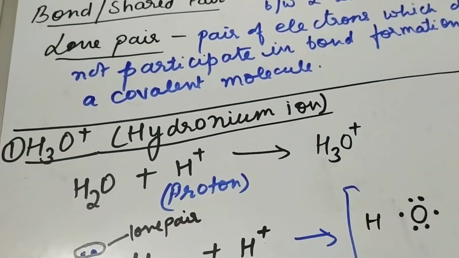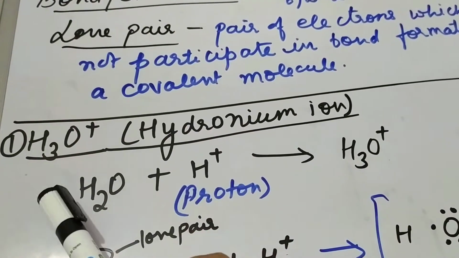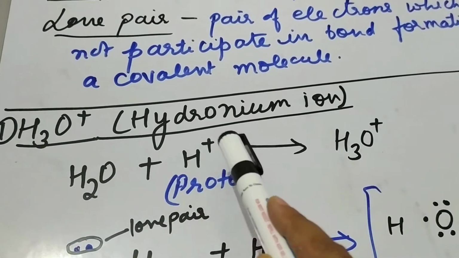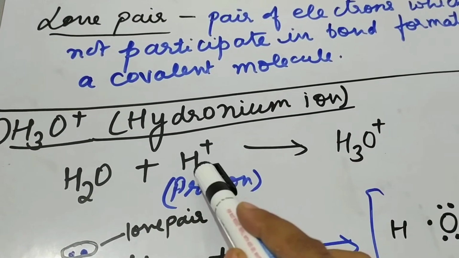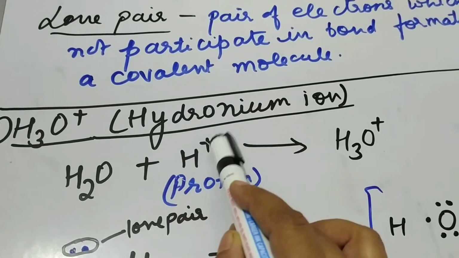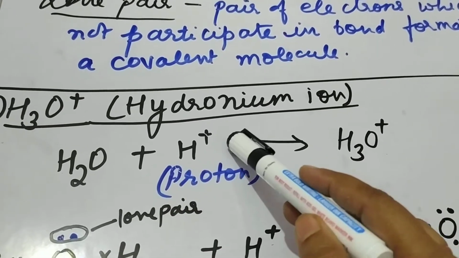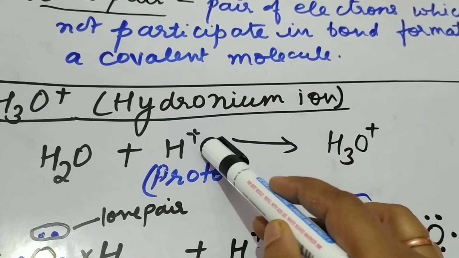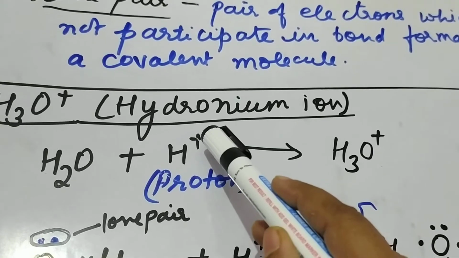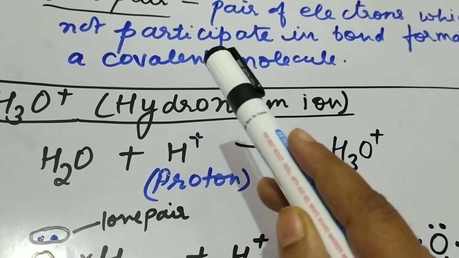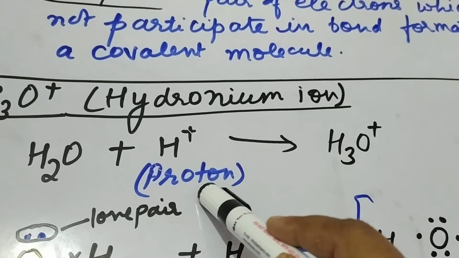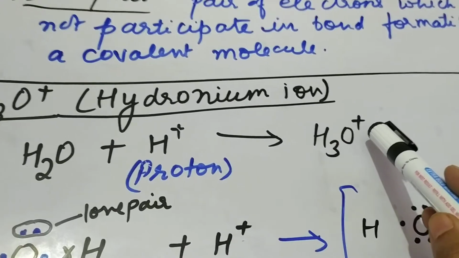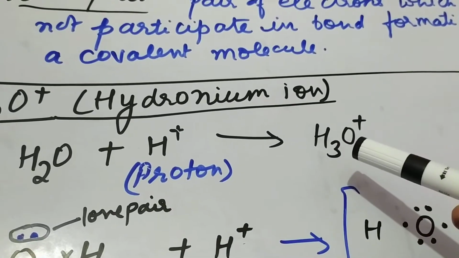Let's see, first is hydronium ion. Hydronium ion is written as H3O positive. Now how is it formed? This is a water molecule and this is a proton, H positive. It's also called positive hydrogen ion. Now why is positive hydrogen ion called a proton? Because hydrogen has one electron and positive means it is devoid of that one electron also. So what is remaining behind in that hydrogen atom is only one proton. Therefore it is referred to as proton, and when proton is added to a water molecule it will form a hydronium ion. So how to draw the electron dot structure of this compound?